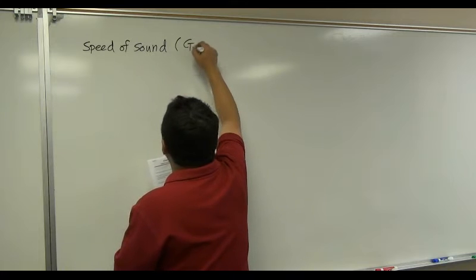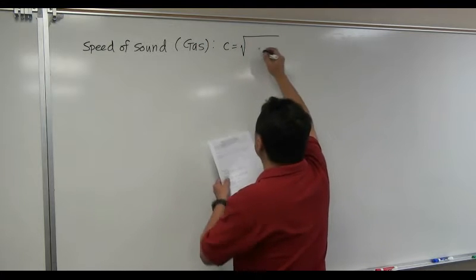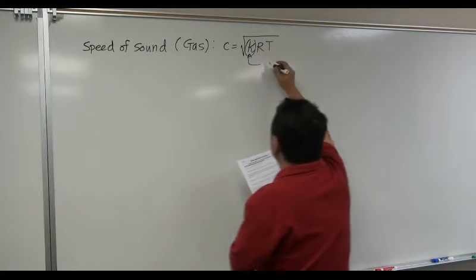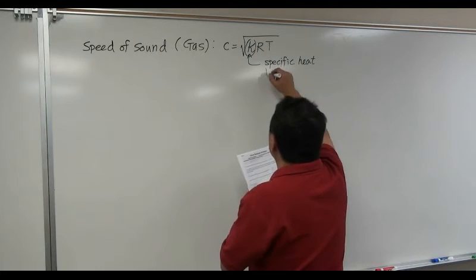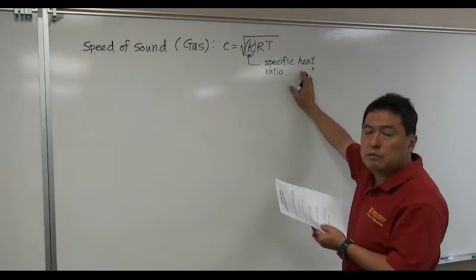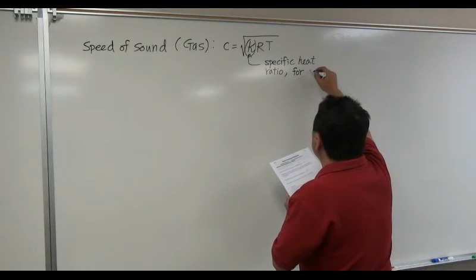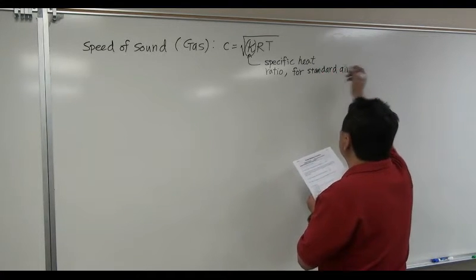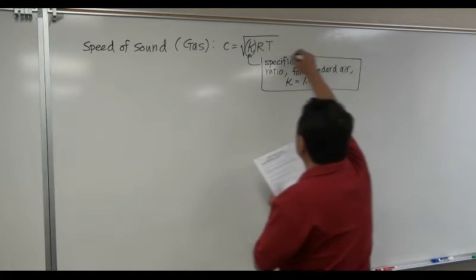If it's a gas, of course you know it's the square root of kRT, and this k is called the specific heat ratio. Now in fluid mechanics, we really don't cover what this thing is. You are going to learn it from thermodynamics. But you know that for standard air, this is 1.4. Okay?